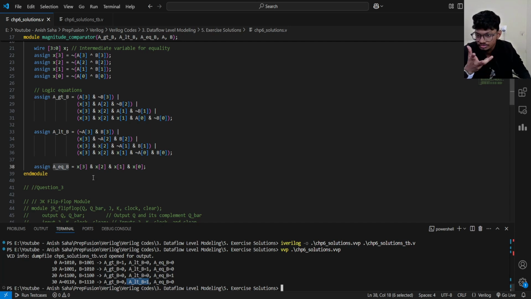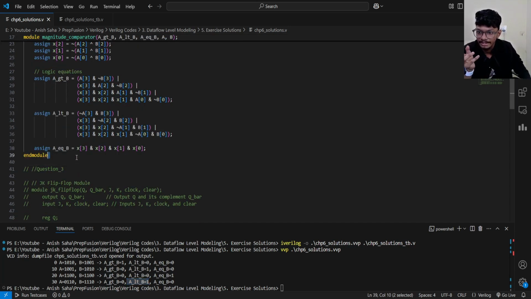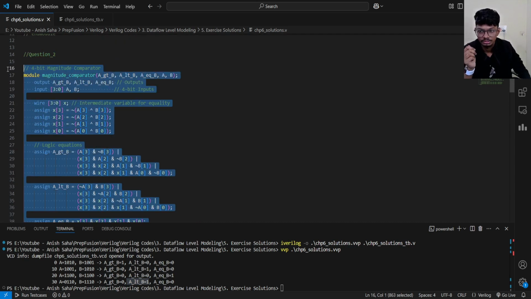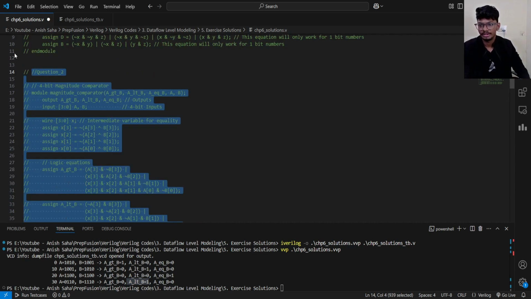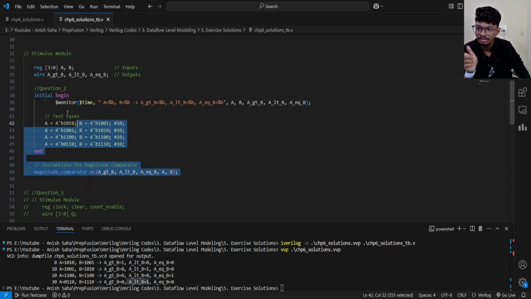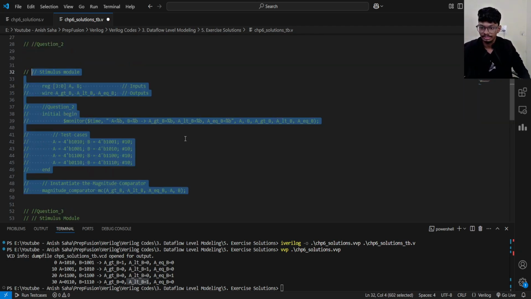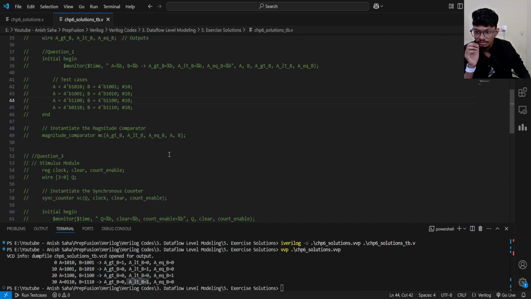So I hope you have understood, we have checked all the test cases. You can play around with this, okay, and test it for yourself. So this was question 2, pretty simple because we have already learned the logic equations in the initial lectures of operators, correct? So now let's discuss question 3.